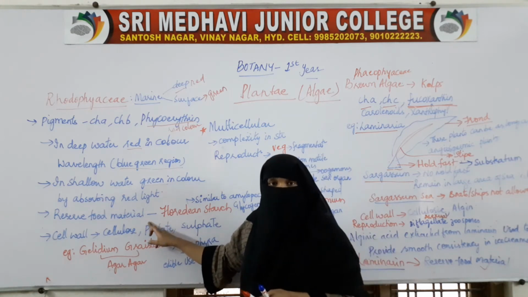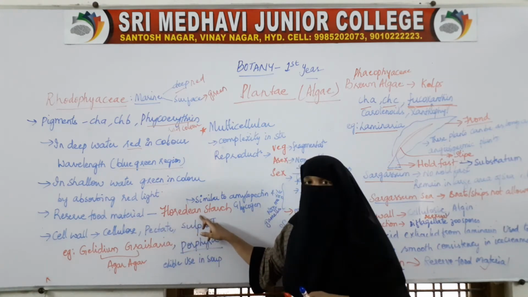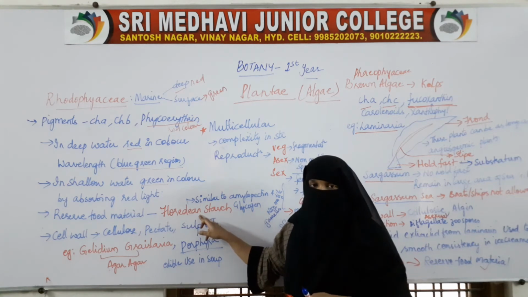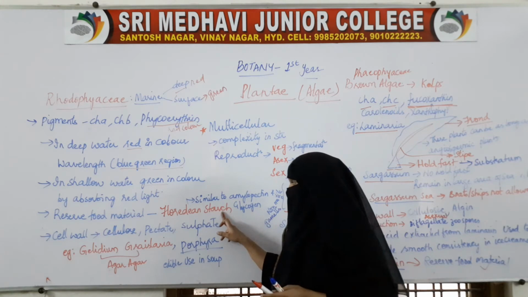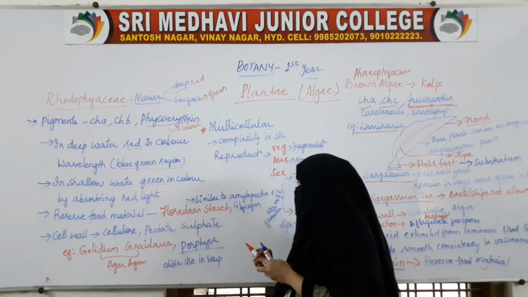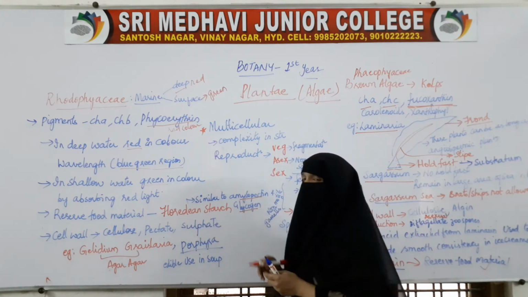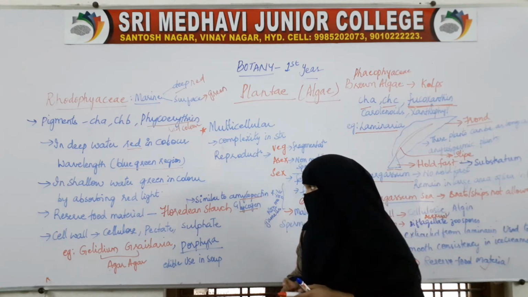The reserve food material in these organisms is Floridian starch. Floridian starch is the reserve food material. This Floridian starch is similar to glycogen and amylopectin.